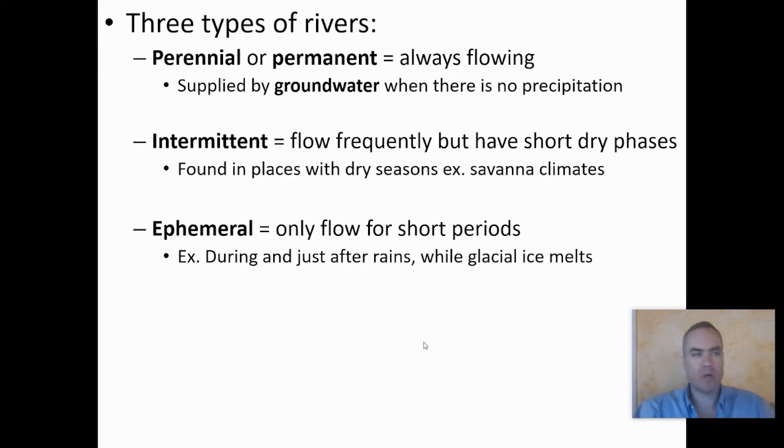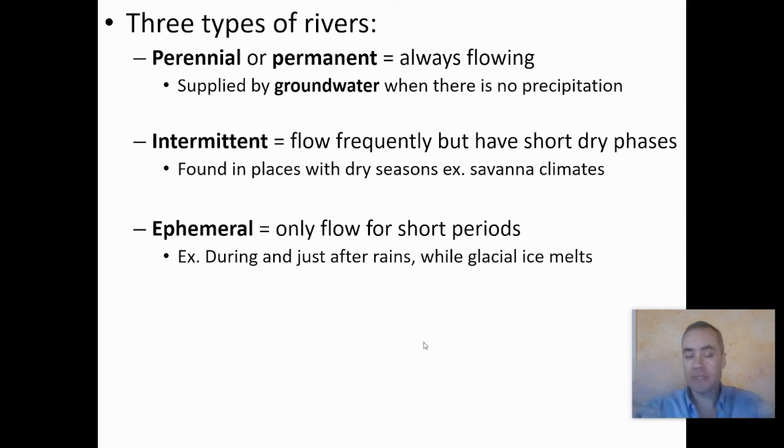Is it always raining somewhere or is it always melting somewhere? And the answer is perennial rivers have some source of groundwater when there's no precipitation. And that groundwater seeps up from below through the bed of the river and into the water in the channel. So they get water that we don't see coming from the outside. It's coming from underground below up into the river. That's what allows perennial rivers to flow even when there's no precipitation.